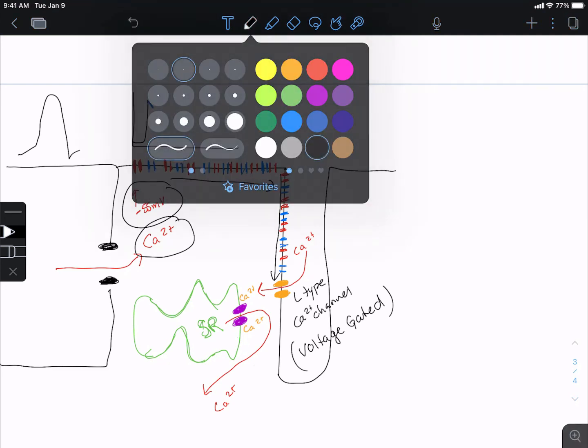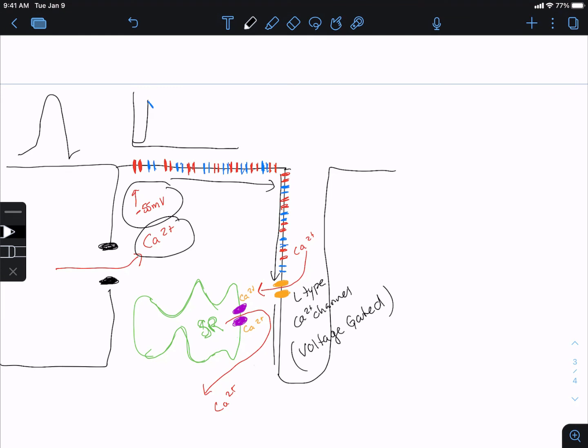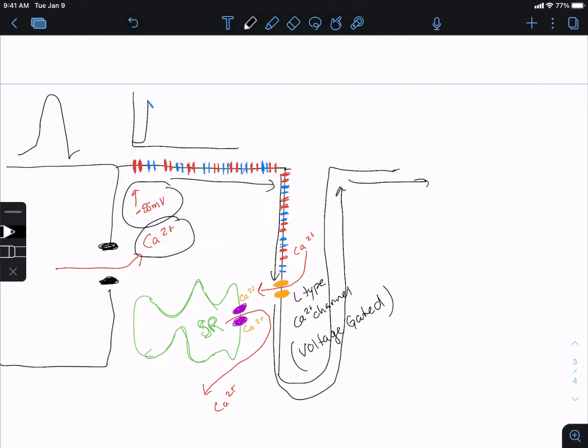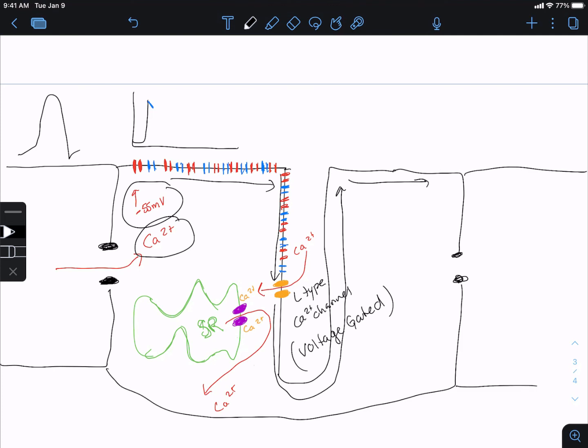Now the action potential, I'm not going to continue drawing the channels, but the action potential will continue to travel through the sarcolemma, and importantly, over here we're going to have another cell, and we have another gap junction, and another contractile cell, like so. And the calcium that's being released from the sarcoplasmic reticulum, some of it is going to come over here and start the process in the next cell.